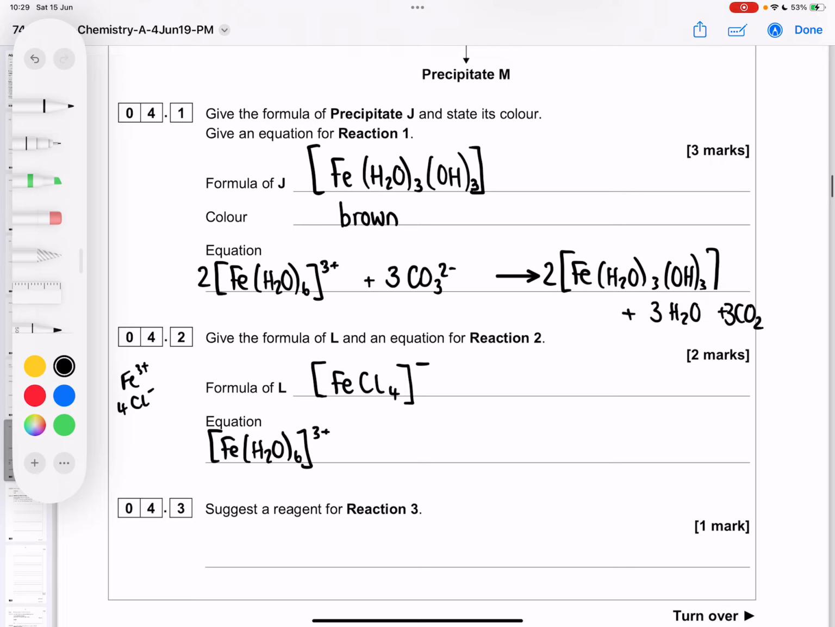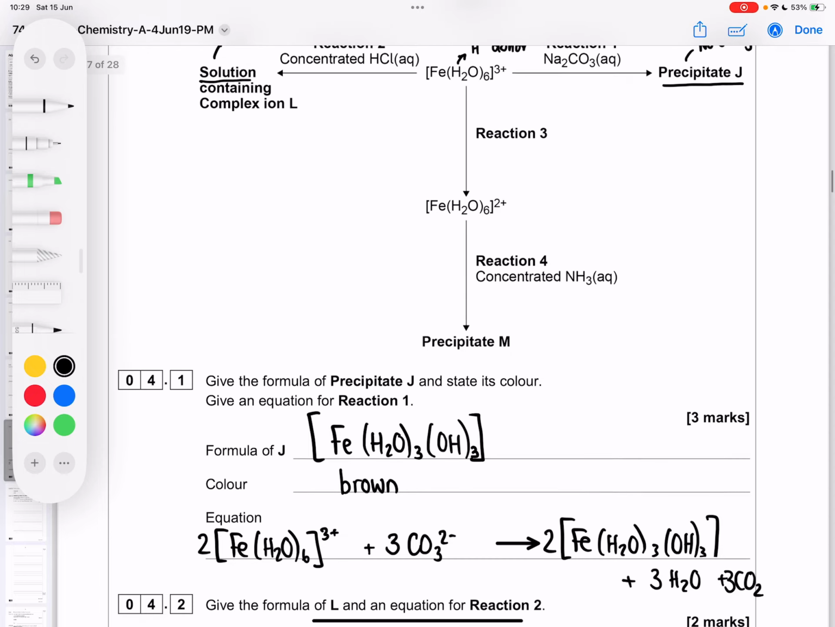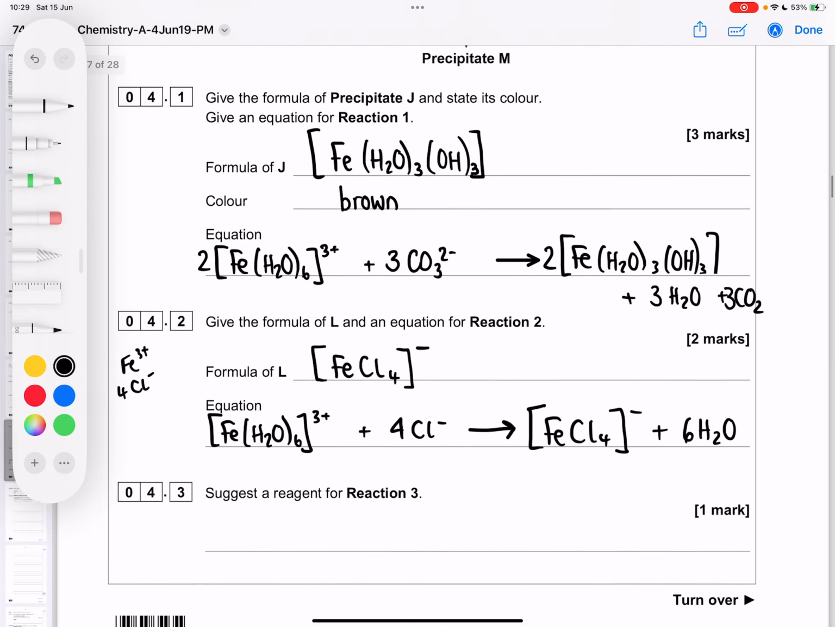Now we need to write an equation from the hexa-aqua complex, substituting the ligands. So substituting the 6 waters for 4 chlorides. You don't need to put Cl in a bracket because it's only 1 atom. And we've done a ligand substitution reaction. Then we have to suggest a reagent for reaction 3, where 3 plus is becoming 2 plus. So we need to suggest a reducing agent.